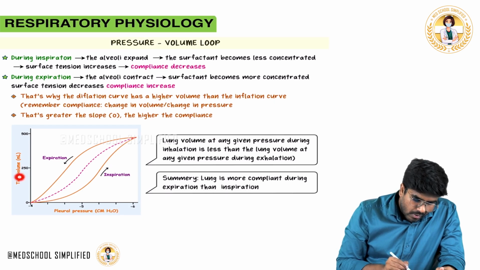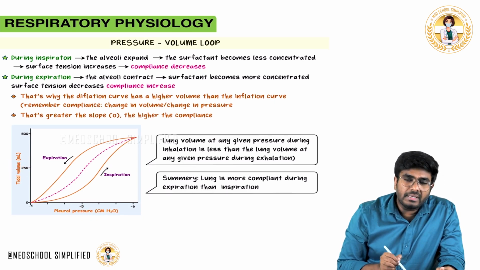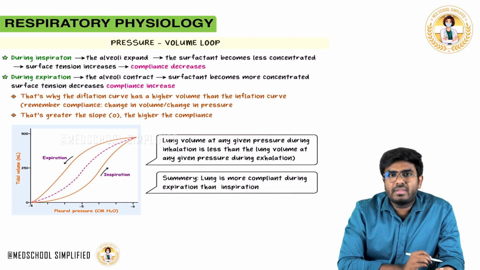So volume change by pressure change, so delta V by delta P, will give us the graph for compliance of the lung. So this is the graph which is showing the compliance of the lung.